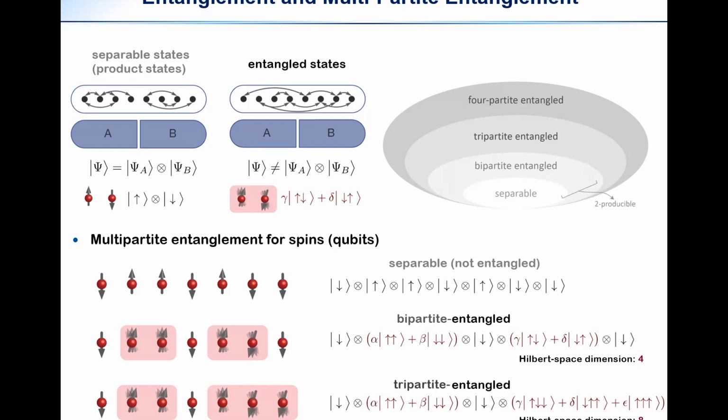The collection of separable and bipartite states, we call it the 2-producible states. That means you have no more than 2 parts of the spins being entangled. And the collection of separable, bipartite, and tripartite states, we call the 3-producible states. So this number K of the K-producible state, we call this K the entanglement depth. Just to make sure we are on the same page to discuss the concept.